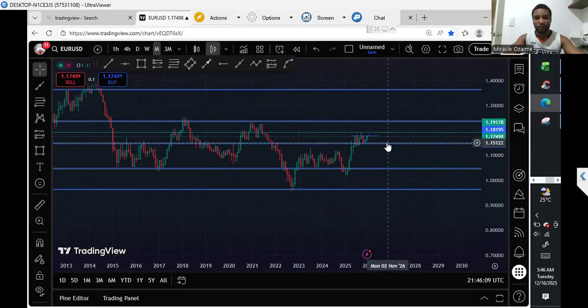It came to this major zone. Actually, it's on the right path. It came to this major zone and it's rejecting from this major zone. That's why we took advantage of this market towards this direction.